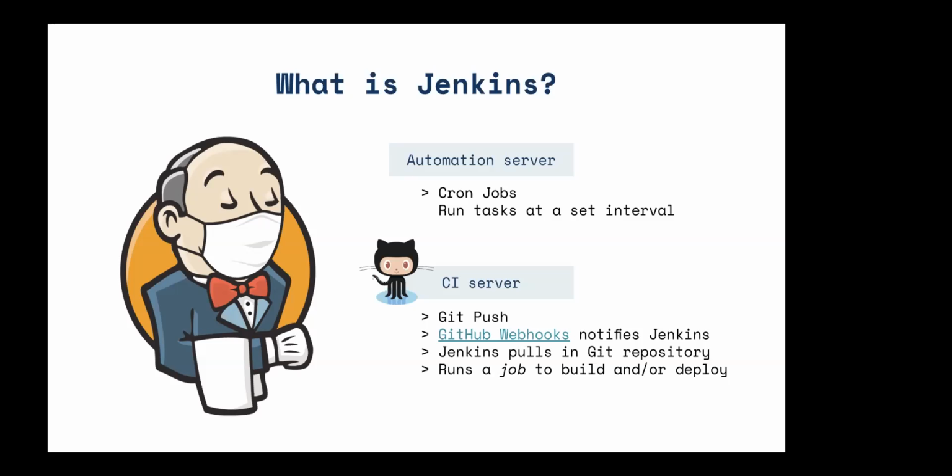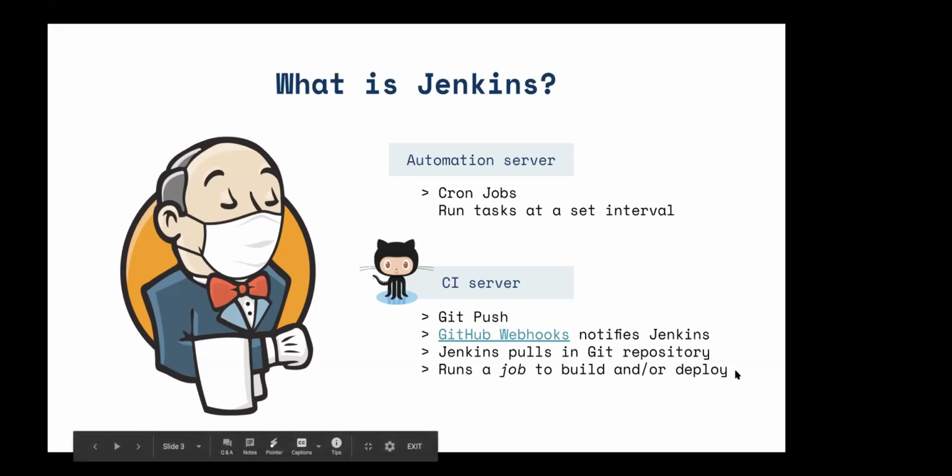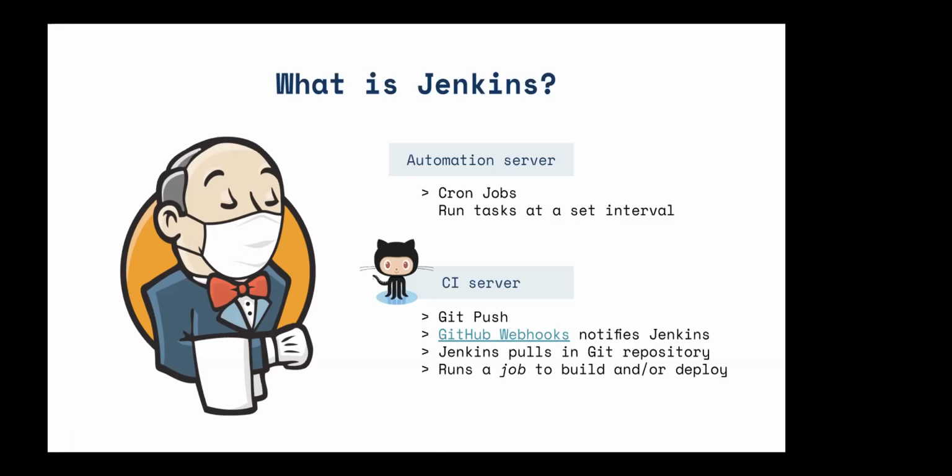But most of the time, people use Jenkins as a CI/CD server. So a typical scenario is that a developer pushes some new changes to a Git repository. If you use a platform like GitHub, it can send a webhook that notifies Jenkins that something has changed. Jenkins will take the notification and then pull in the Git repository and then run some kind of job that builds an artifact or deploys the code somewhere, maybe in a development environment for QA testers to test. So that's what Jenkins is, and that's what it's typically used for.